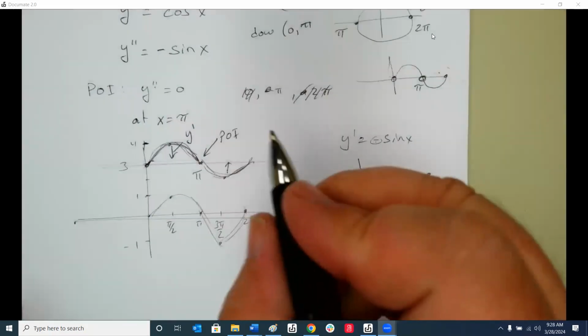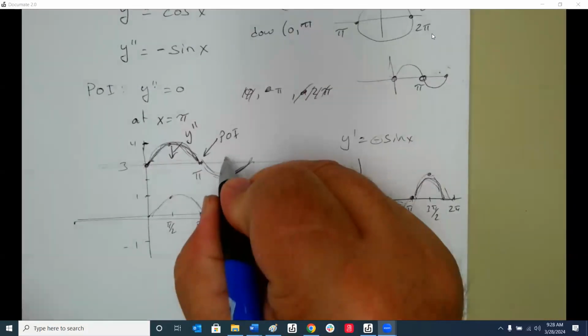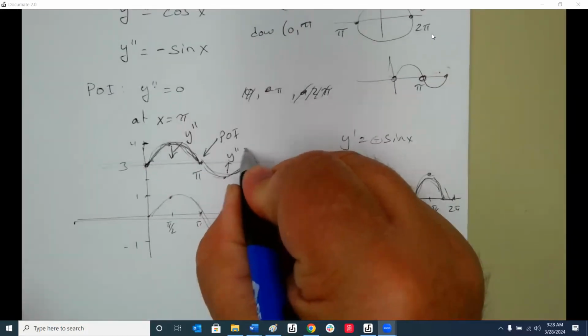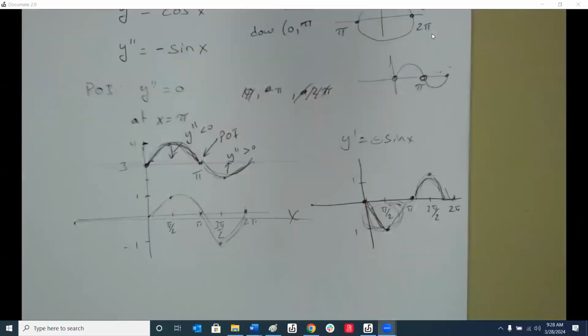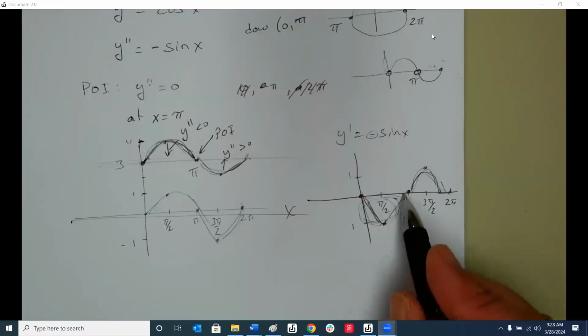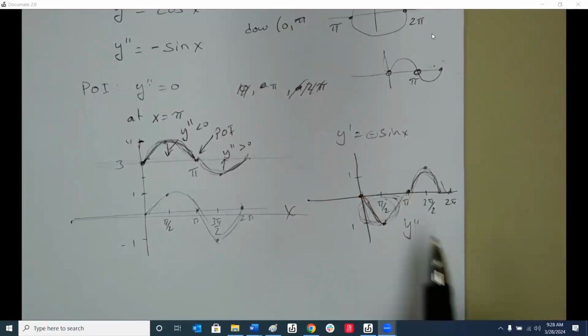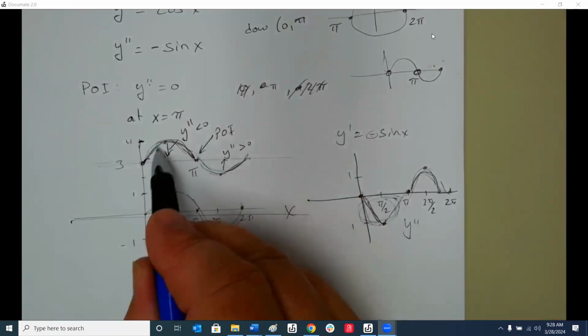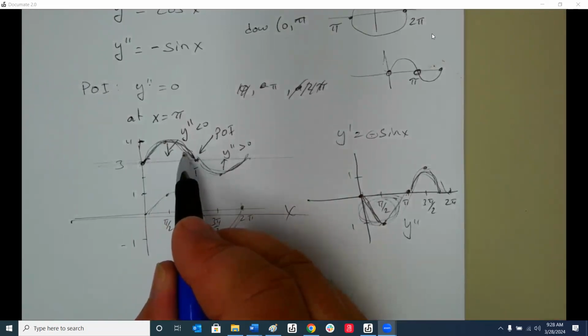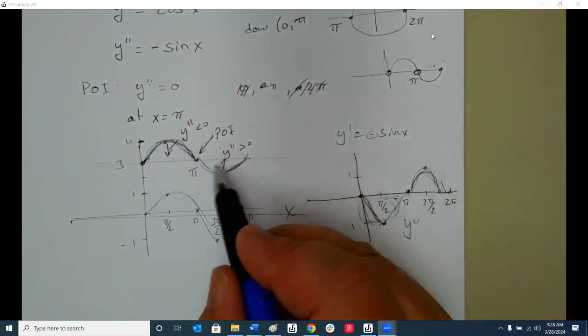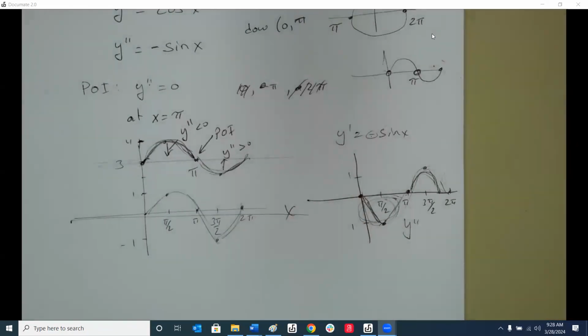Remember, second derivative, not first derivative. We're not looking at the first derivative. We're looking at the second derivative, not the slope, but the concavity. All the concavity here, this is the second. Since all of them are negative, it opens down. Since all of these are positive, it opens up. And that's all we're looking for at that point.